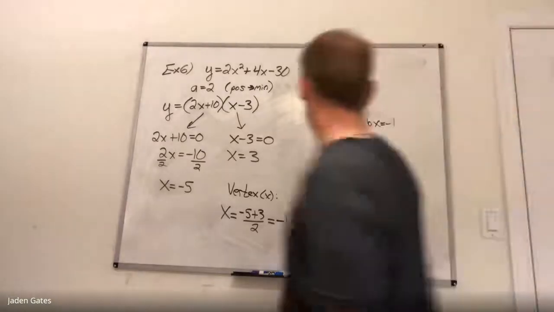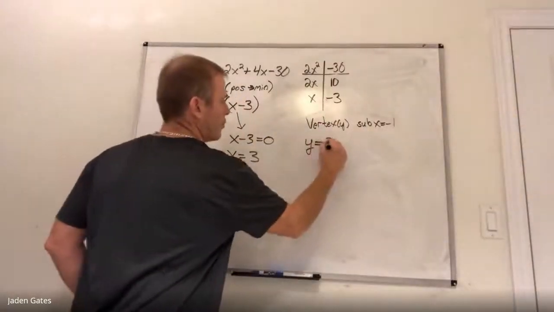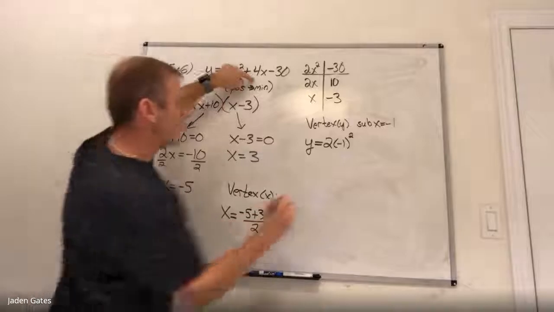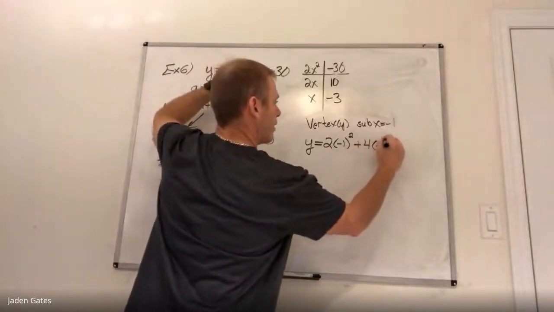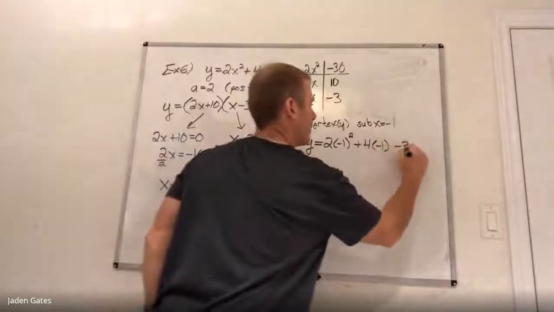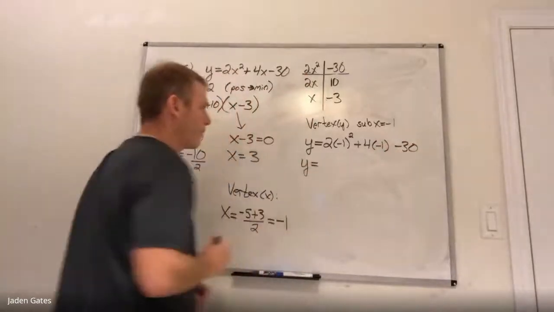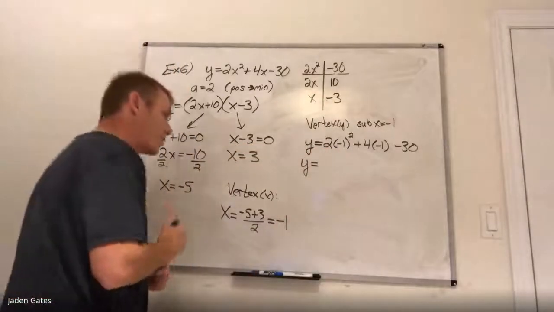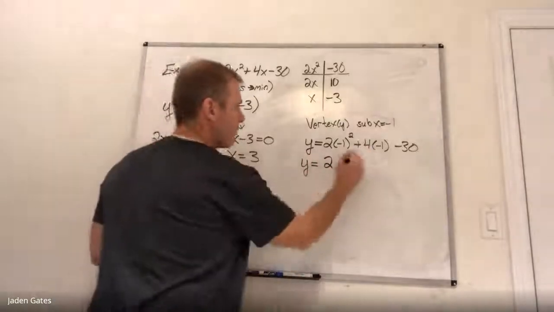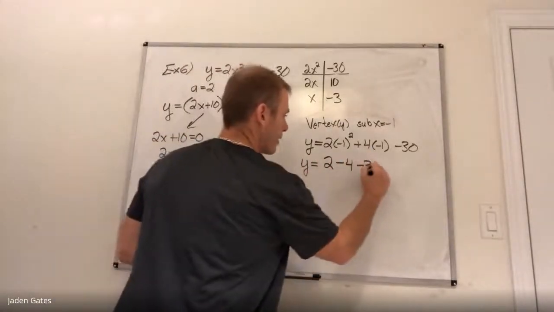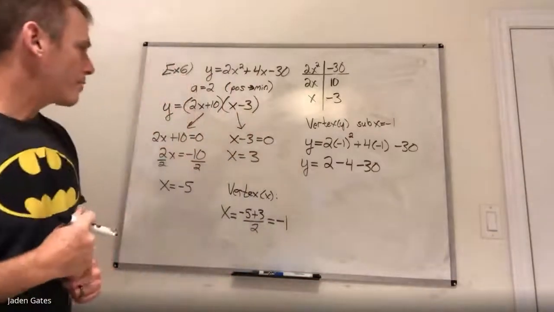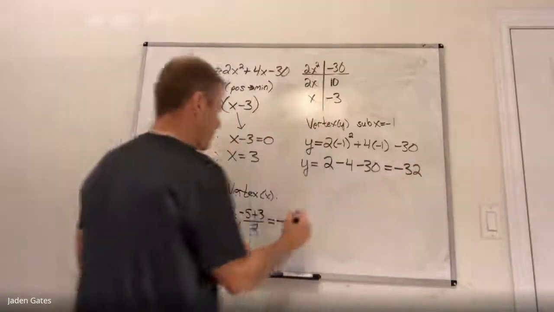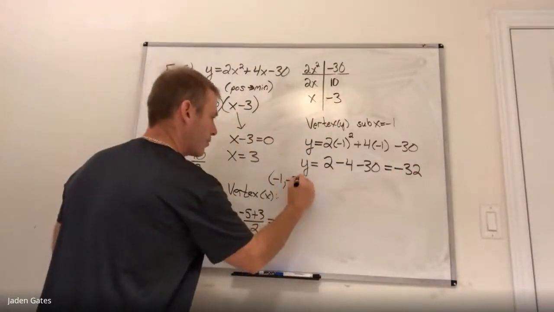All right, so now I've got y equals 2, and let's see, x squared, so negative 1 squared, plus 4 times x, so plus 4 times negative 1, minus 30. All right, so what do we got here? Let's see. Just simplifying using BEDMAS. Got to do the exponent first here. Well, negative 1 times negative 1 is a positive 1 times 2 is 2. Then minus the 4. And then minus the 30. Okay. 2 minus 4 is minus 2. Minus 30 is minus 32. So this time my vertex is actually at negative 1, negative 32.